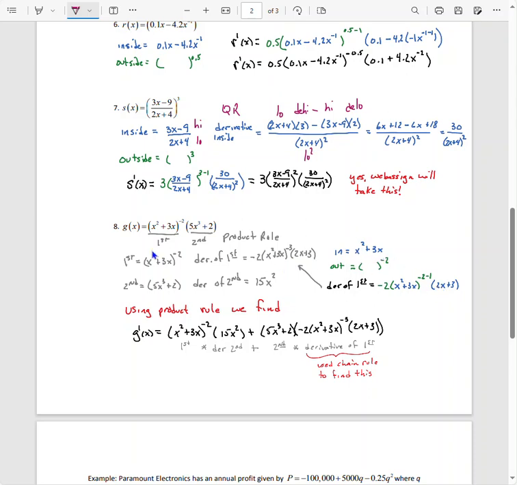So I found my derivative of the first using the chain rule. Then my derivative of the second. We could put these together, and we have first multiplied by the derivative of the second plus second times the derivative of the first, which we used the chain rule to find.